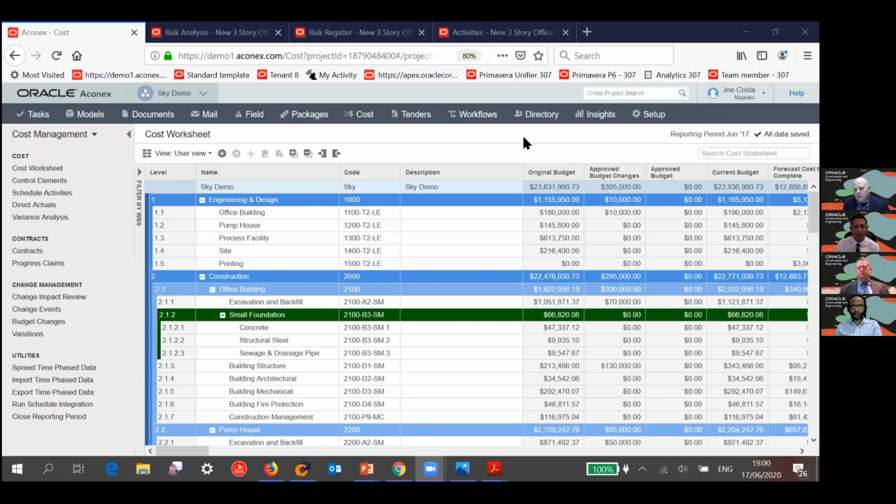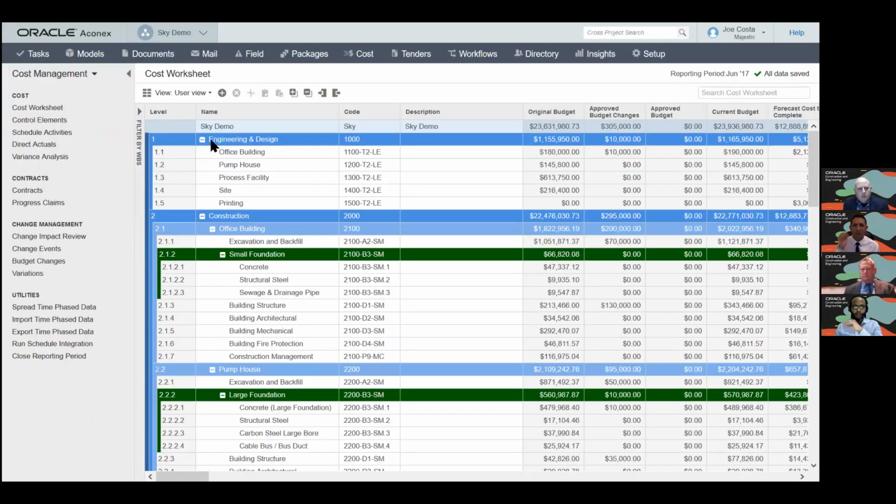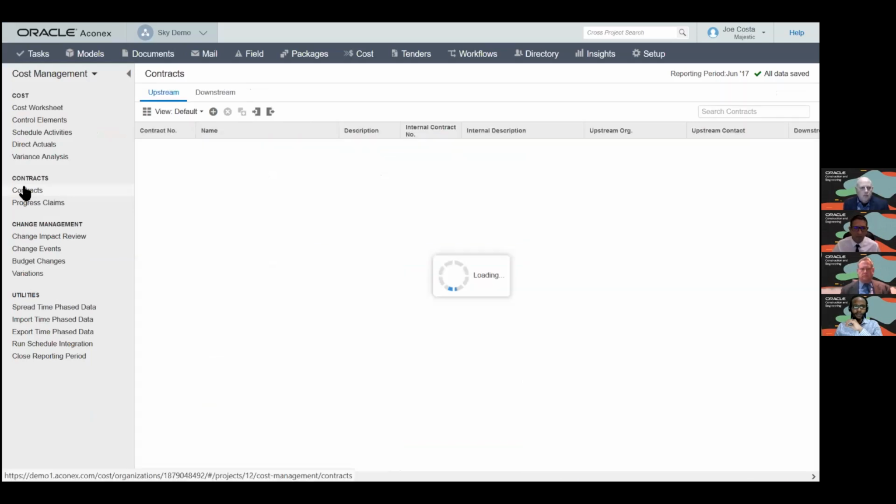No worries. So there was a question about cost. I just want to show quickly, we cover cost. What you see there is a cost management solution. We can cover contracts as well, so anything that is attached to a contract. So you've got your documents, you've got your mail, you've got your model coordination and cost.